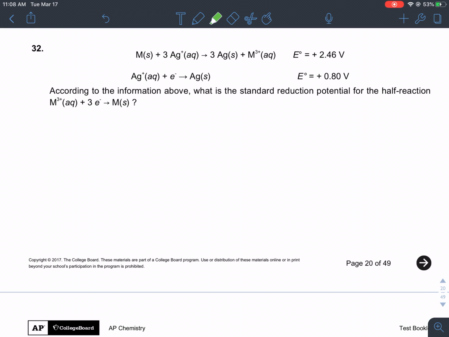According to the information in the standard reduction potential for the half reaction of that. Okay, so this Ag is reducing, yeah? This Ag is reducing. And that Ag is reducing. Now, don't care about the 3 moles. We don't care about the coefficients when we're dealing with E cell. We do care about it in K equilibrium. We do care about it in Hess's law, but we don't care about it with E cell. All right, so they're both reducing. We keep that the same.